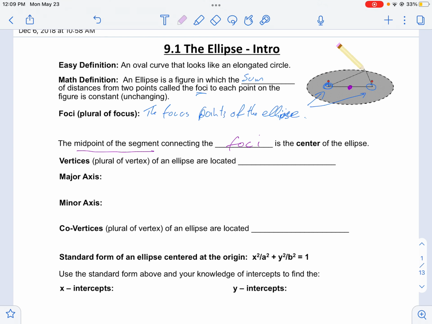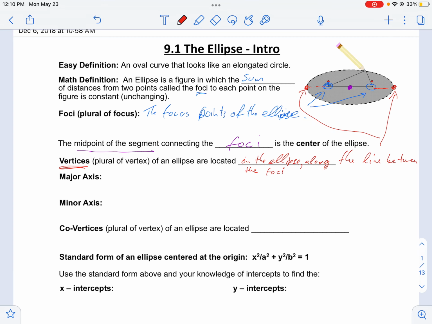Okay, now the vertices, which is the plural of vertex, these 2 points right here, are located on the ellipse and along the line between the foci and, obviously, the center as well. So if you were to stretch it out, these two would be your vertices.